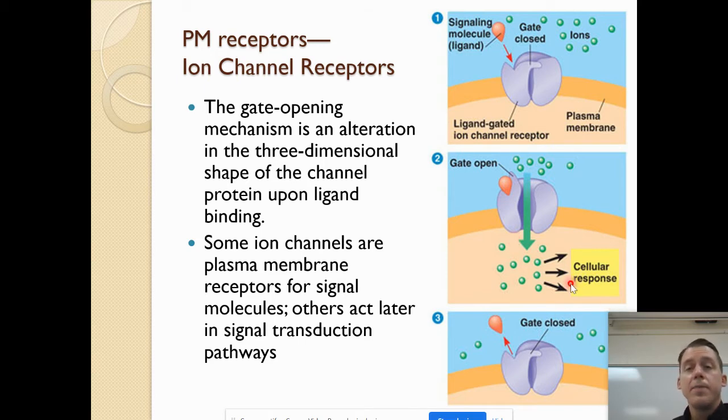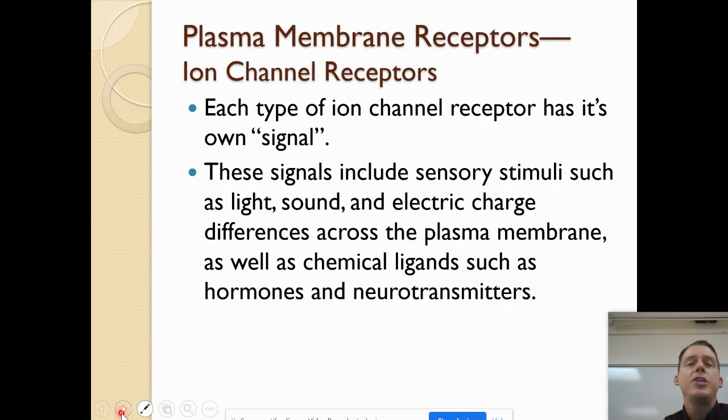So they can cause some cellular response down the line. Right? Each type of ion channel has its own signal. So one signal does not work for every ion channel. We need specific signals for specific ion channels.